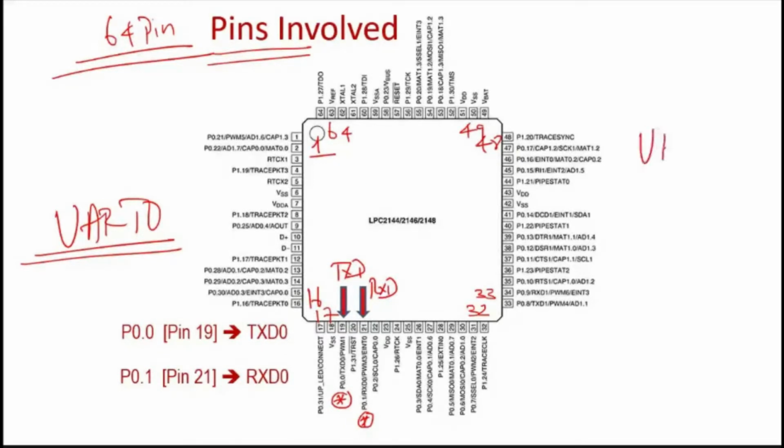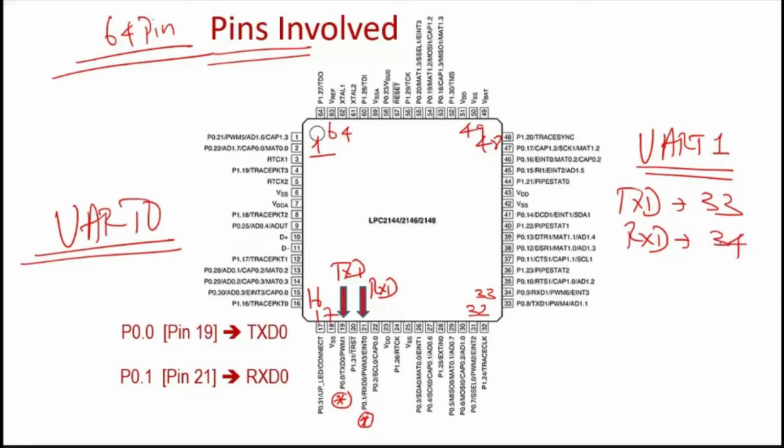For UART 1, okay, the transmit data pin TXT is pin number 33. The receive data pin RXT is pin number 34. 33 is here, 34 is here. So these two pins are meant for UART 1. In terms of parallel port, the transmit data pin of UART 0 is port 0.0.